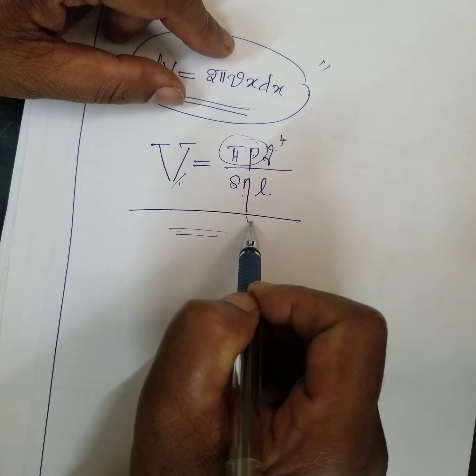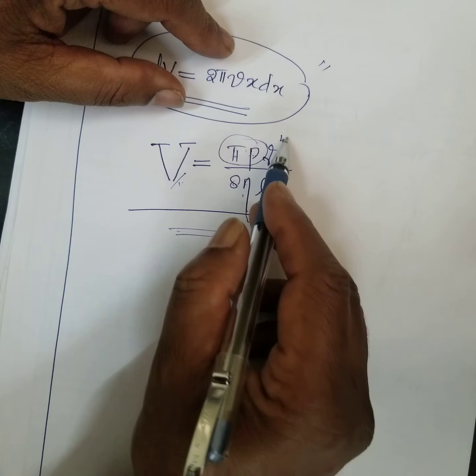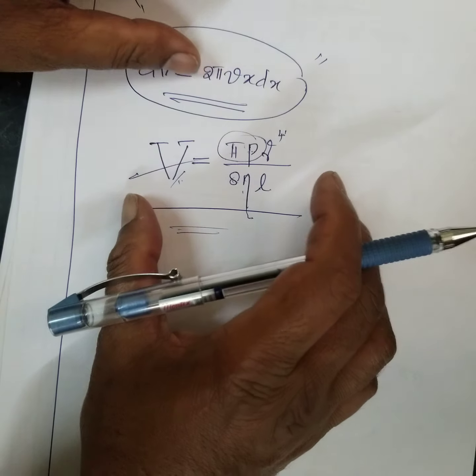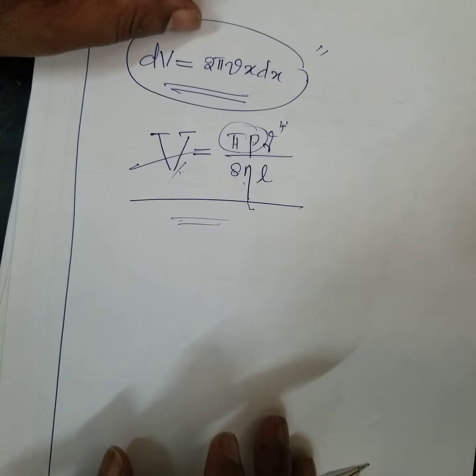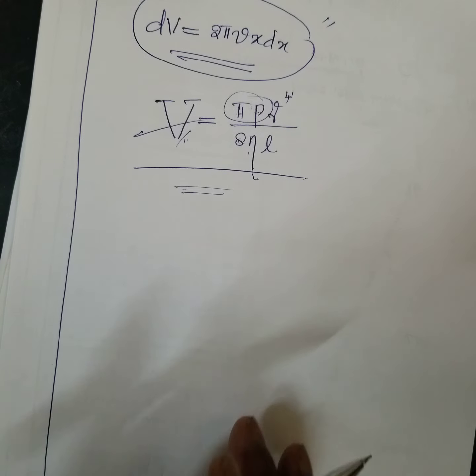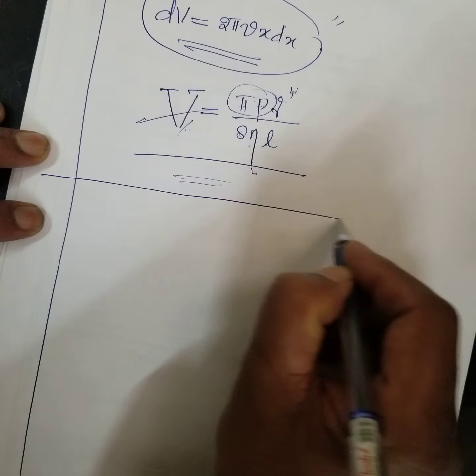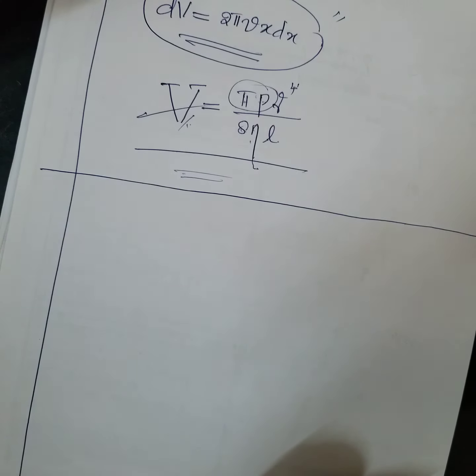8 long pipe I am taken. R to the power of 4. This I am going to derive. This is called Poiseuille's formula. Now, nearly 15 minutes we spent on this itself. Another, let me see whether I can complete it in 15 minutes.